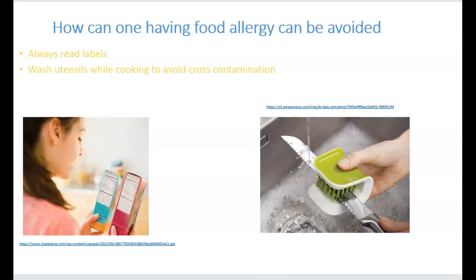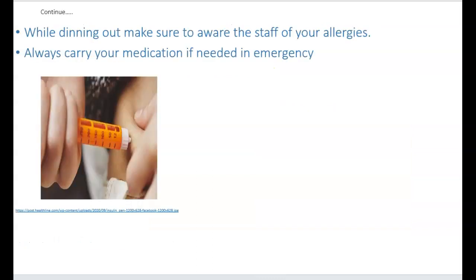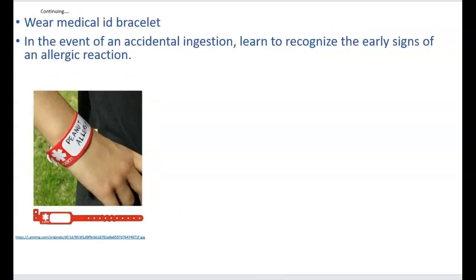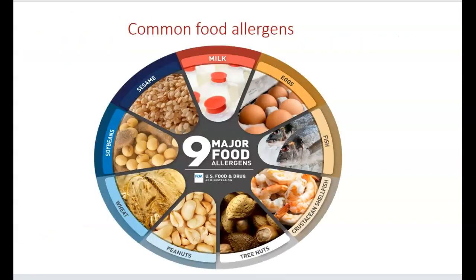Always read the labels before buying food. Wash utensils while cooking to avoid cross-contamination. While dining out, make sure to make the staff aware of your allergies so that it does not cause any emergency at the end. Always carry your medication if needed in an emergency. Wear a medical ID bracelet, for example for a peanut allergy or something like that. In the event of accidental intake, learn to recognize the early signs of an allergic reaction so that you can get help or help yourself in that situation.